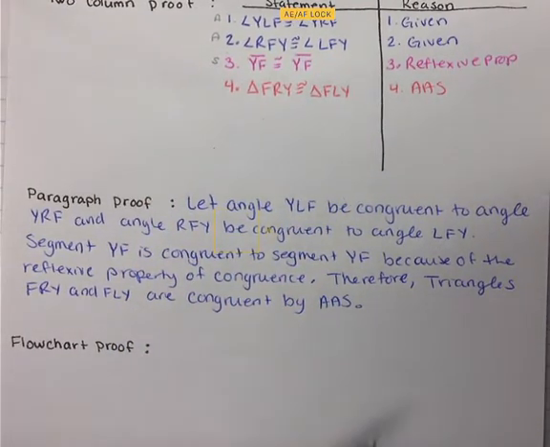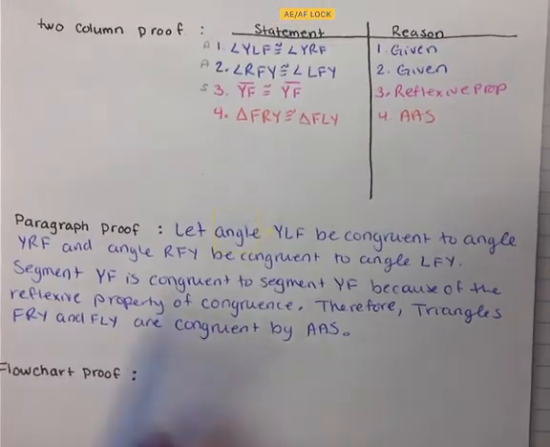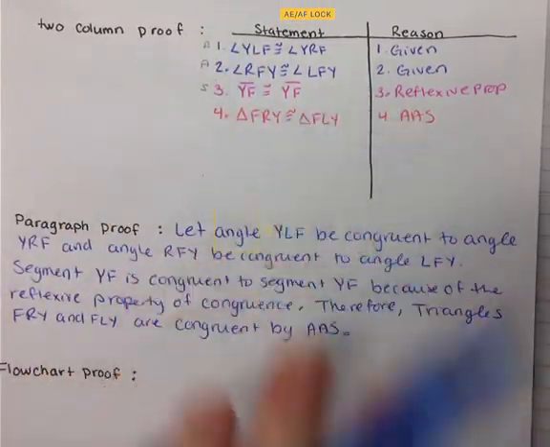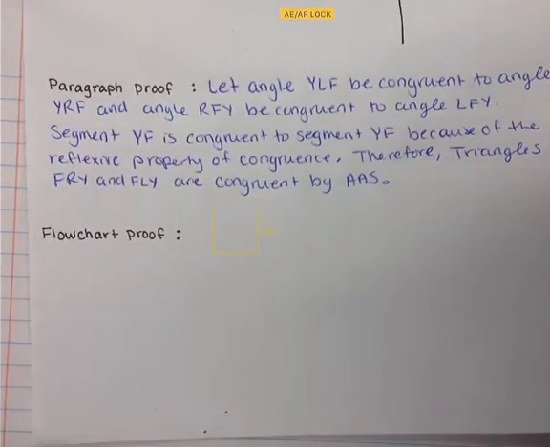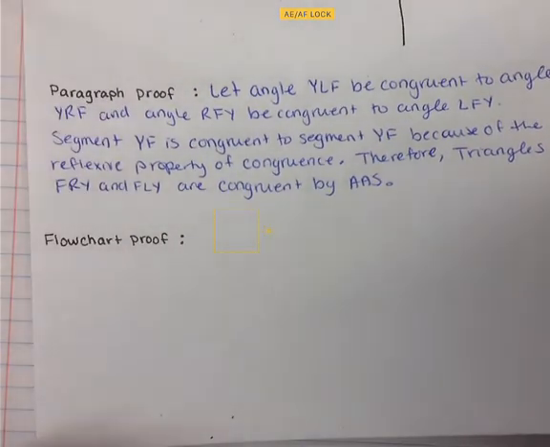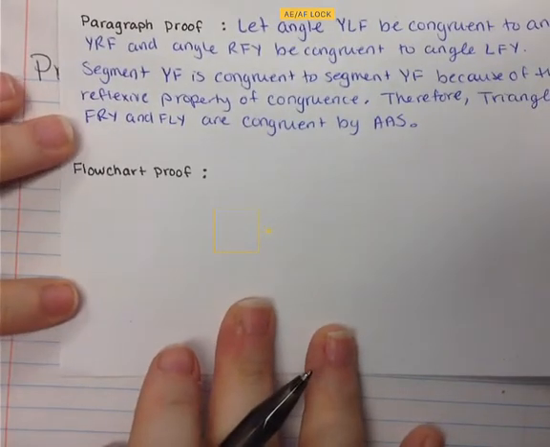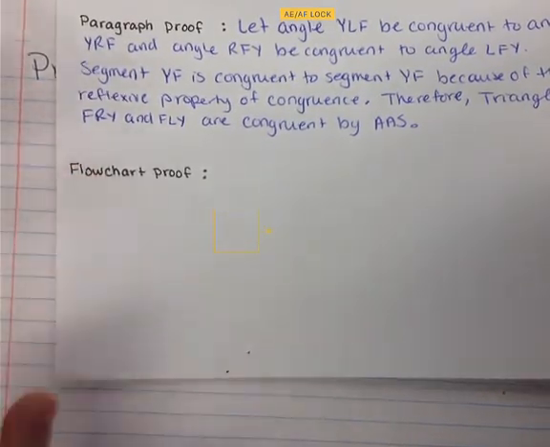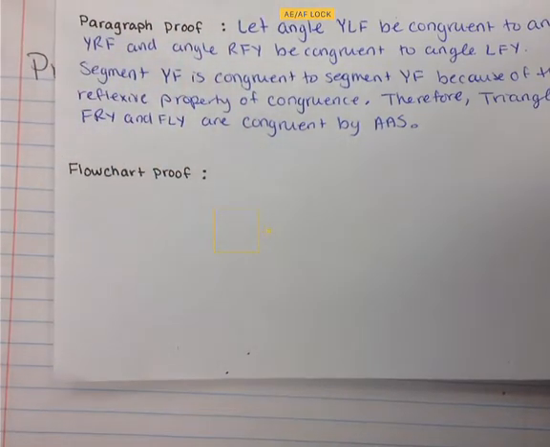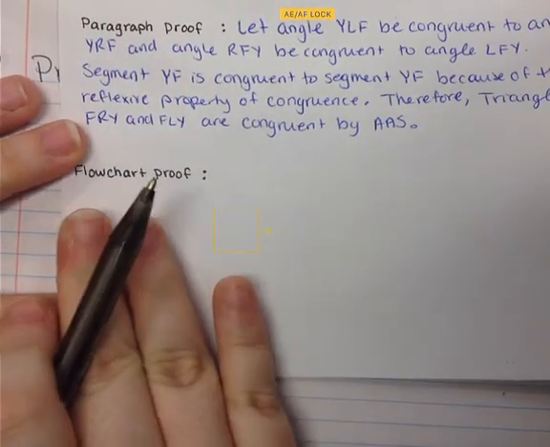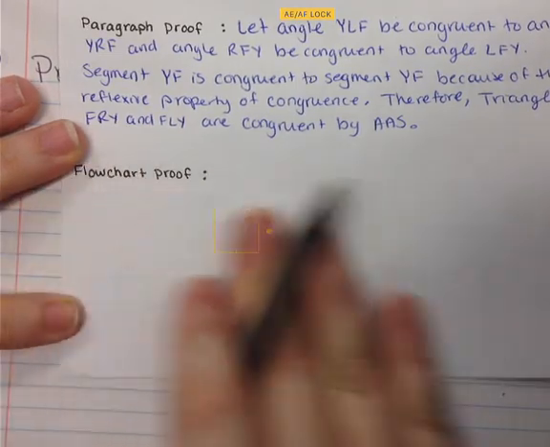Now, the flowchart proof is, again, taking everything we have from up here and just putting it into more of a graphic organizer. So this is when we have boxes. Now, flowchart proofs, we always put our givens on together, as in together on the same line. So I'm going to use boxes, and I'm just going to make it flow to the right-hand side.